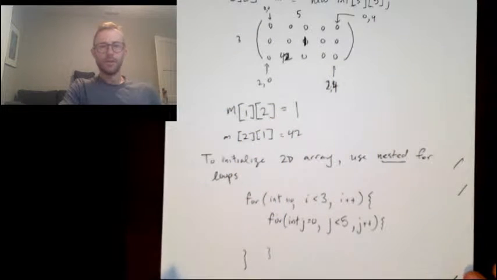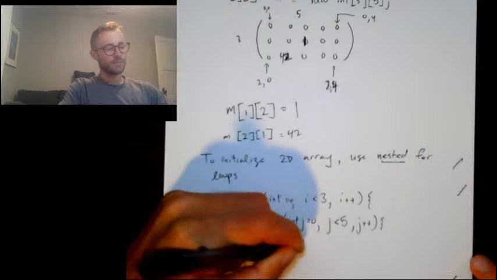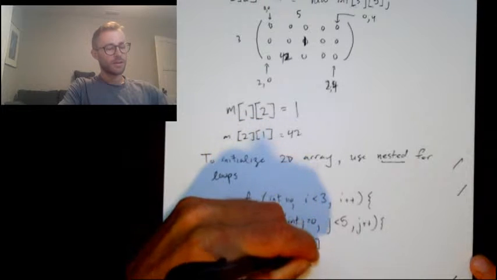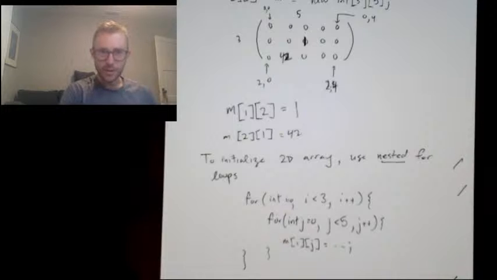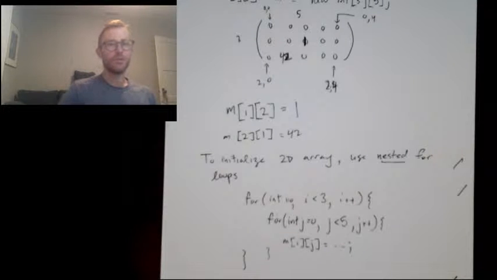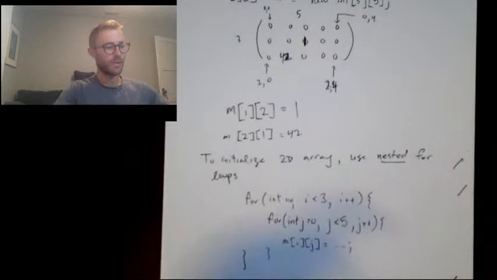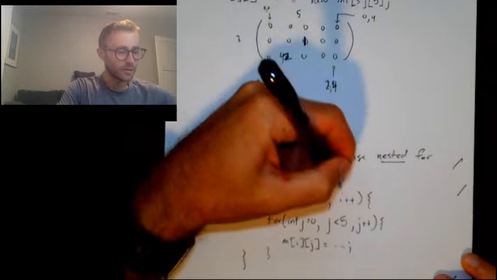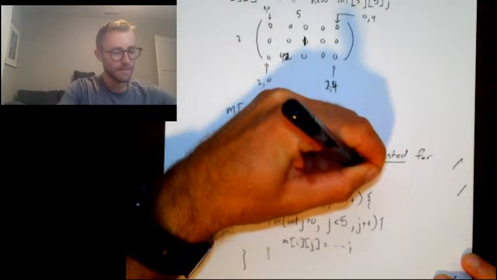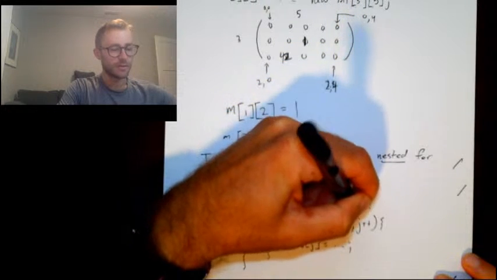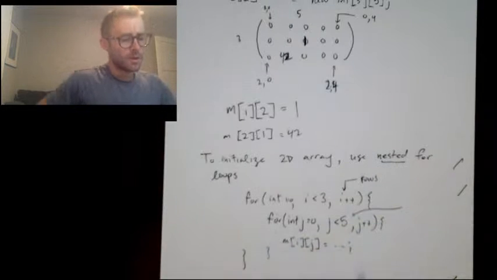Okay, and then we would say maybe m[i][j] equals something, do some code, okay? So if you have a 2D array, you need to use nested for loops, a for loop inside of a for loop. The outer for loop does the rows, and then the inner for loop does the columns, okay?